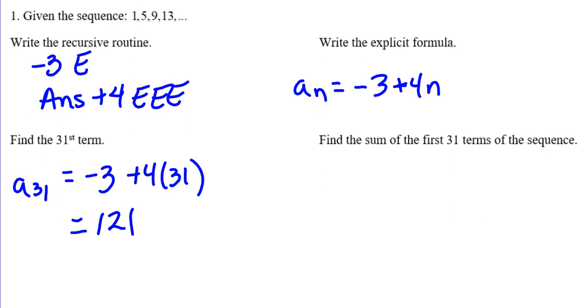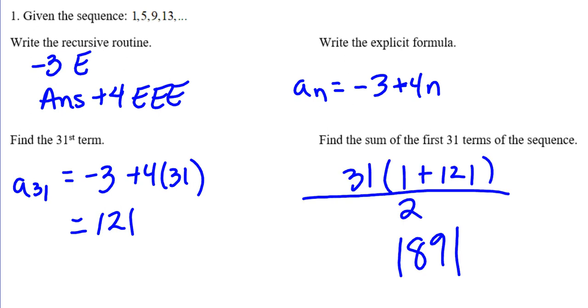So if I want to find the sum of the first 31 terms of the sequence, because the sequence is arithmetic, we talked about the pattern that we use to find the sum for our arithmetic sequence. It's the number of terms times the sum of the first term plus the last term divided by 2. Well, I have 31 terms times our first term, 1, plus our last term, 121, and divide that by 2 to give me my answer. That will leave me with 1,891.